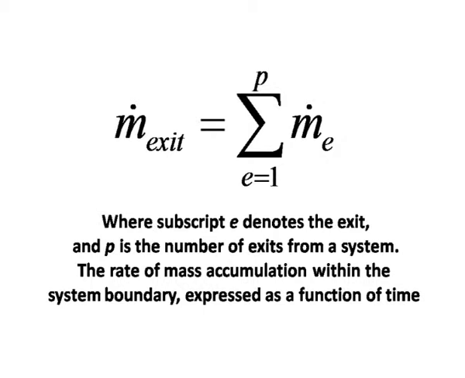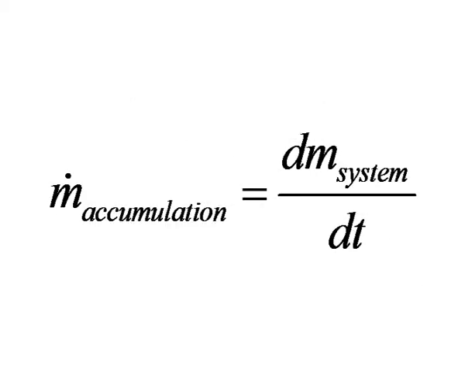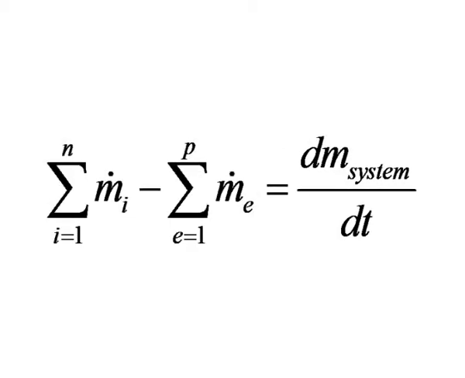The rate of mass accumulation within the system boundary can be expressed as a function of time. M dot accumulation is equal to dm system by dt. Then substituting the above equations into the main equation, sigma i equal to 1 to n m dot i minus sigma e equal to 1 to p m dot e is equal to dm system by dt.